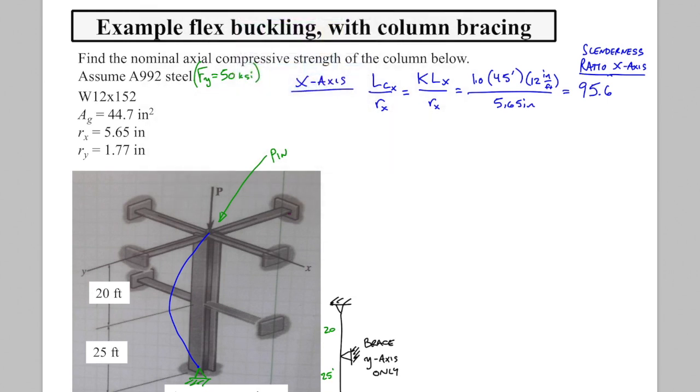Well, my goal here is to find the nominal axial compressive strength. That's the same thing you're trying to do in your homework. So I'm going to go into chapter E3, and I'm going to compare my KL over R, or actually I should say it's my LC over R. This is new for this edition, so it's something I'll forget and say two different ways sometimes, but I have this one for my x-axis, and I want to compare it to 4.71 square root Young's modulus over Fy.